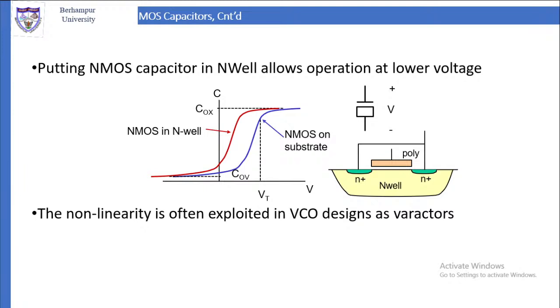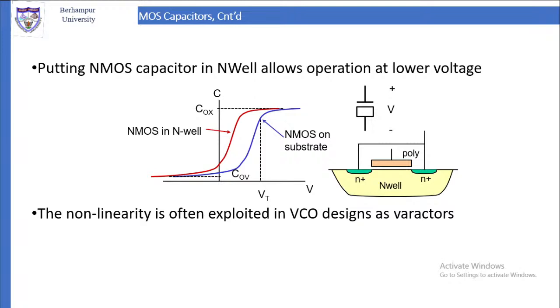The blue value: NMOS on substrate and NMOS on N well. Instead of the N well, if you use a substrate, you require more voltage to get the same amount of capacitance as compared to the voltage required for the capacitance using the N well.